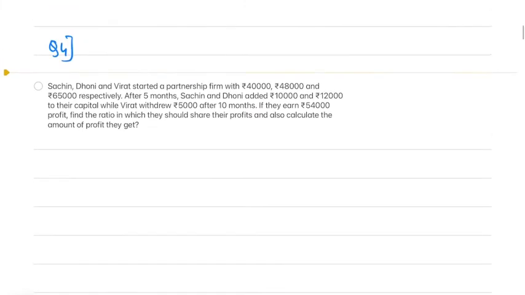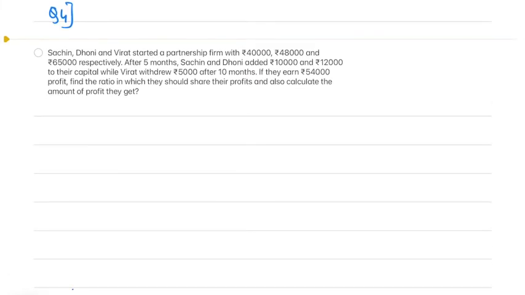So let's start. Sachin invested 40,000, so 40,000 is there in the account for 12 months. And he added 10,000 after 5 months. That means 10,000 is there for 7 months. In a year there are 12 months, no? So in case of Sachin, 40,000 is invested for 12 months and 10,000 is invested for 7 months.